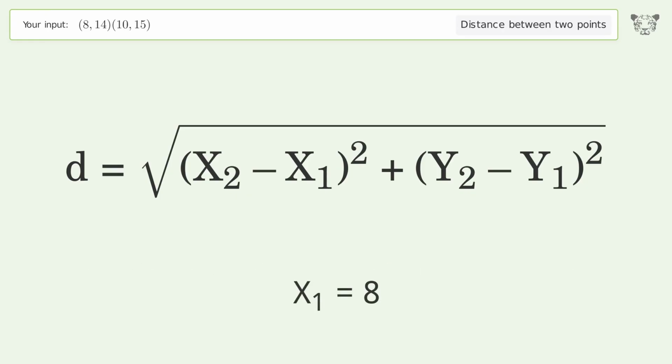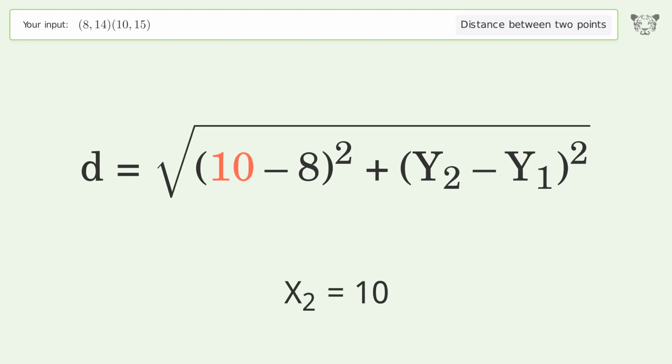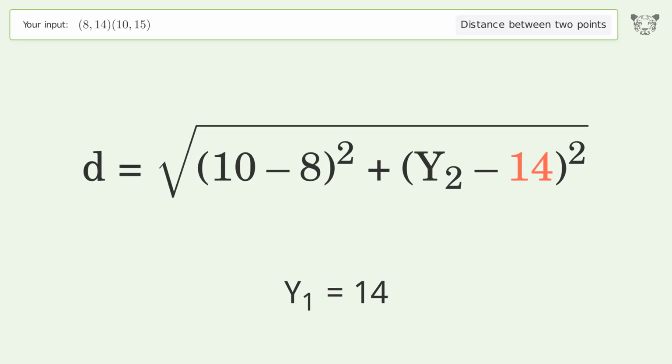x1 equals 8. x2 equals 10. y1 equals 14. y2 equals 15.